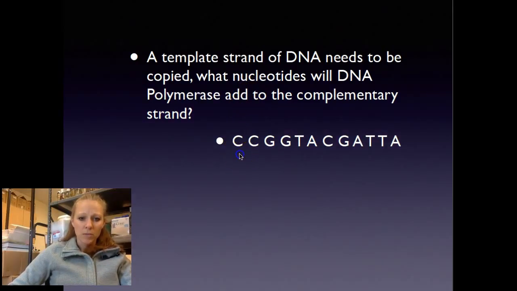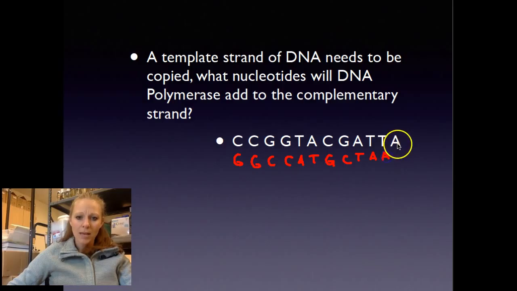So C becomes G, G becomes C, G becomes C, T becomes A, A becomes T, C becomes G, G becomes C, A becomes T, T becomes A, T becomes A, A becomes T. And that's it. That should get you through until we talk about RNA synthesis. Have a great day.